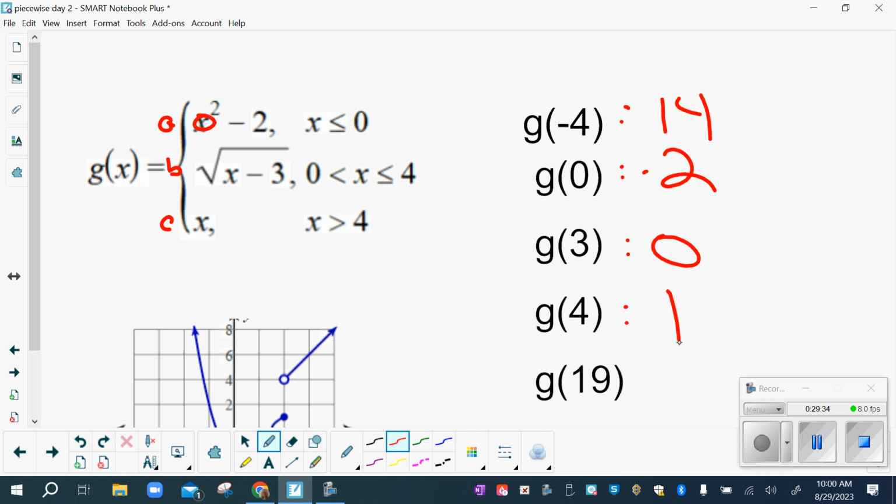And here's what's crazy. 19, nice and big, nice and scary. I'm plugging it in. So easy. If I'm plugging in 19, what comes out? 19. So easy. So my point is, you don't even have to use the graph if you don't want to, as long as you're careful and use the right equation. That is 2 lessons in 1.